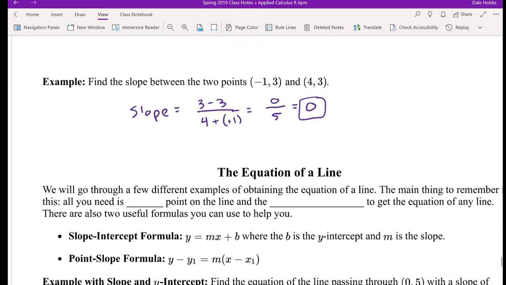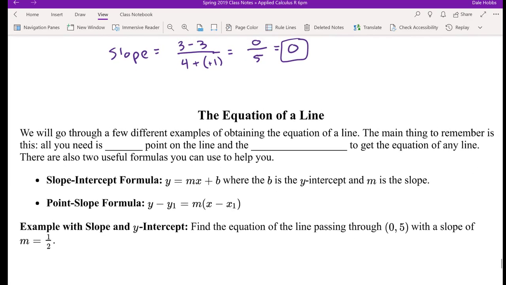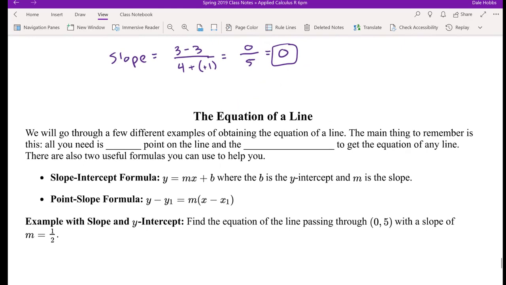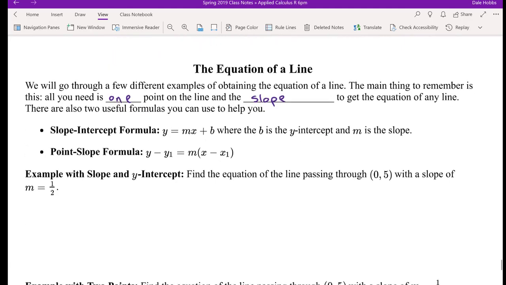And then going from here, we want to actually be able to crank out the equations for linear functions. So we're going to go through a few examples obtaining the equation of a line. The main thing to remember here is that all you need is 1 point on the line and the slope. So all you need is just 1 point that's on the line and the slope, and you'll be able to get the equation of your line. Let me put 1 here. So 1 point on your line and the slope, and that'll give you the equation.